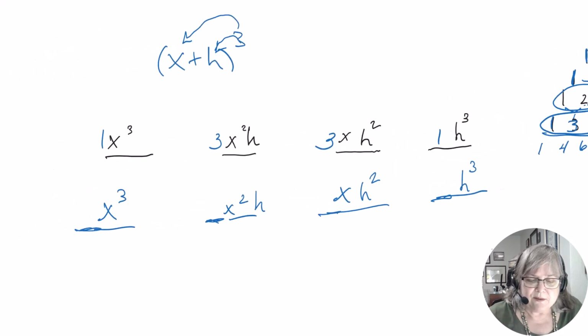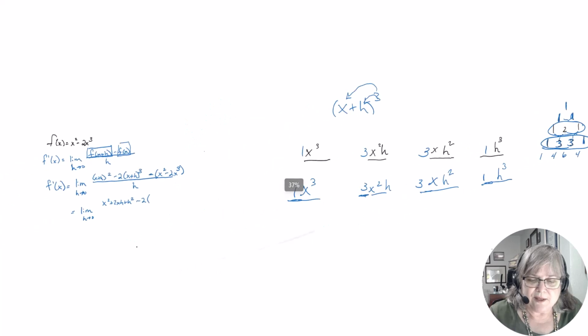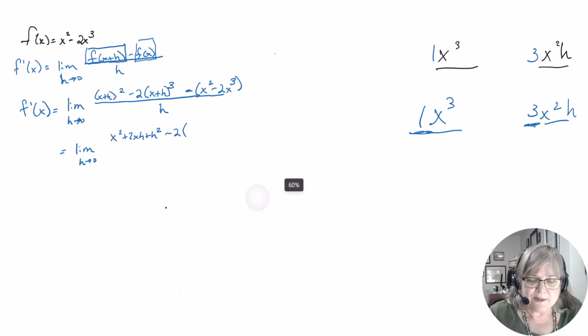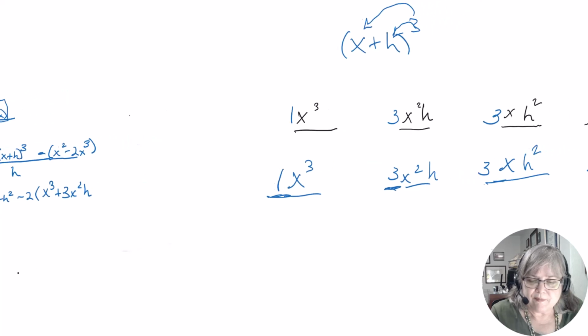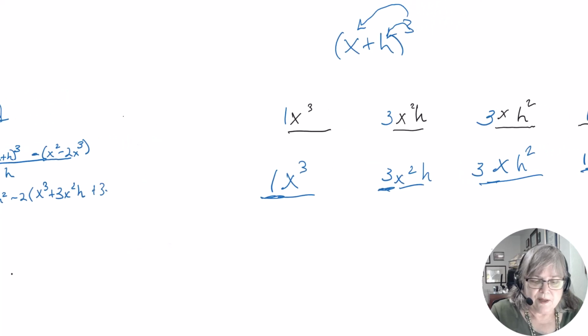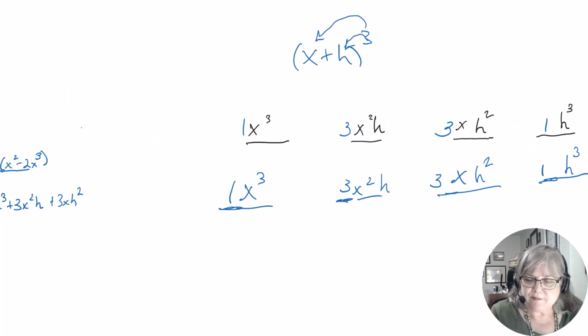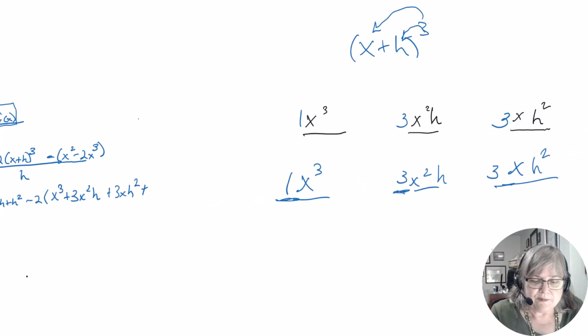Okay? So this is 1, 3, 3, 1. That's a little faster than having to multiply that out 3 times. So this is minus 2x cubed plus 3x squared h plus 3xh squared plus h cubed.